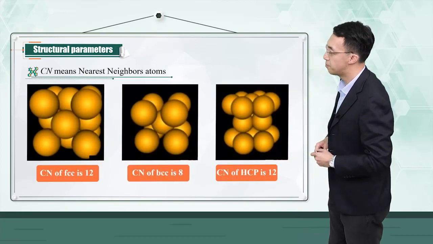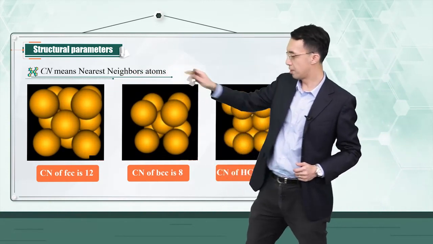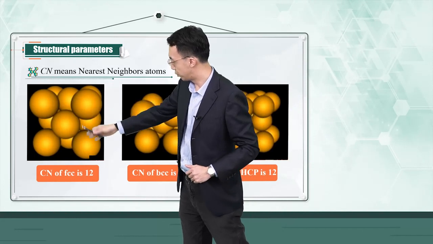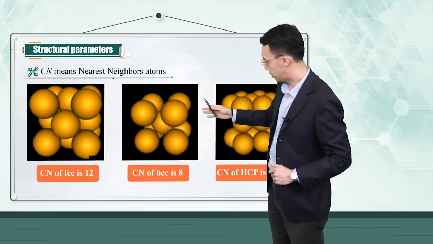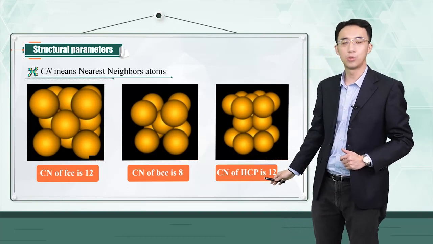And the coordination number means the number of nearest neighbor atoms. And in FCC structure, the coordination number is 12. And in BCC structure, it is 8. And in HCP structure, it is again 12.